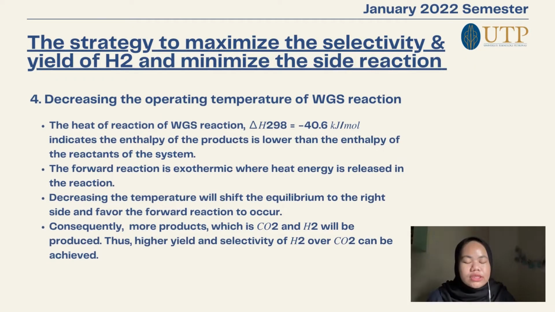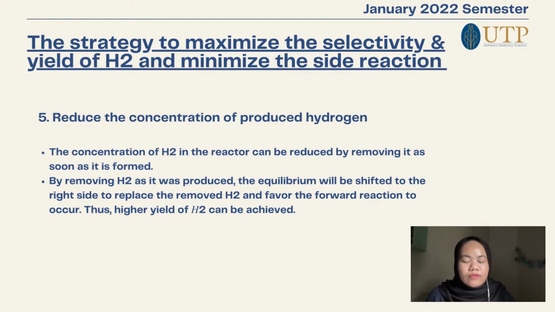Meanwhile, as WGS is an exothermic reaction, the operating temperature can be lowered so that the equilibrium will be shifted to the right side. Moreover, for both reactions, removing the hydrogen produced as soon as it is formed will also shift the equilibrium to the right side. Hence, a higher yield of hydrogen can be achieved.